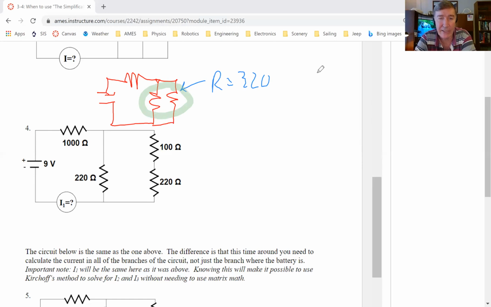Let's go to Dallas now. So Dallas, I've got these two resistors in my semi-simplified circuit, where the one on the left is 320, and this one right here is 220. Okay, so Dallas, if you look at just the two resistors that are inside that green circle that I drew, are they connected in series or are they connected in parallel?